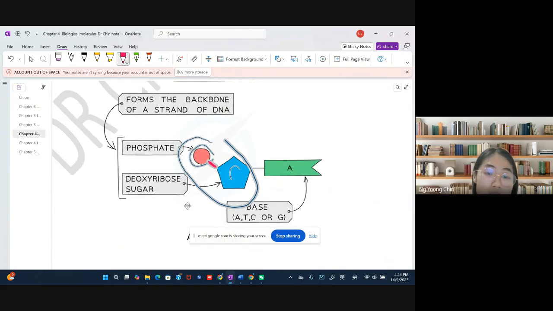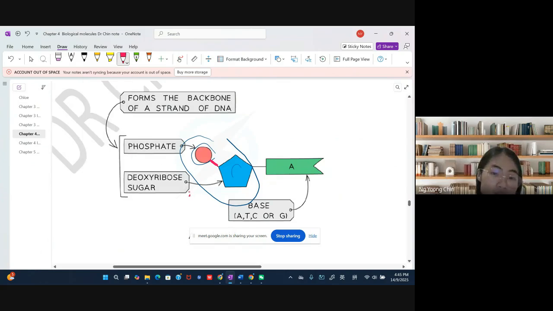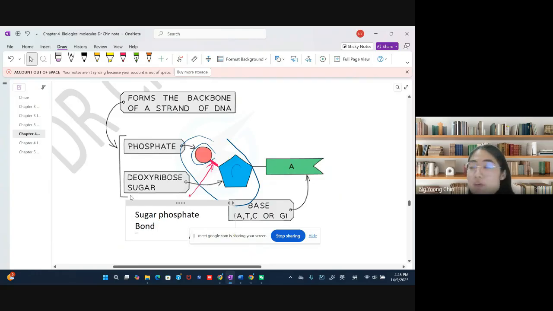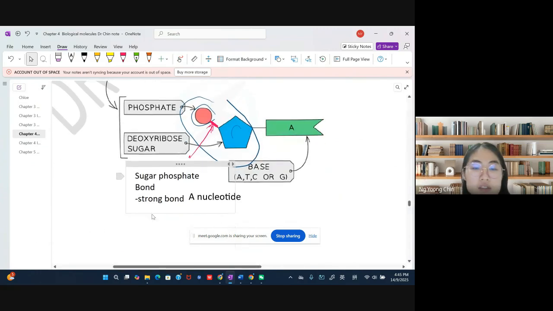So this bond we know as the sugar phosphate bond. And this sugar phosphate bond is a very strong bond. Okay, it's a very strong bond, a strong bond to support the nucleotide structure.